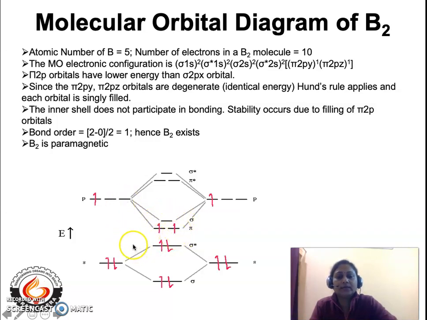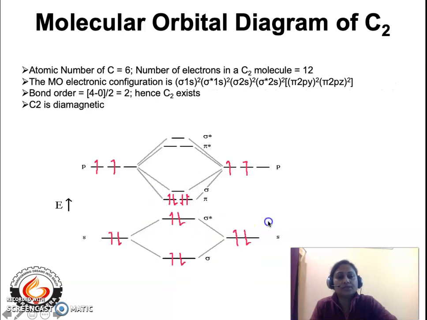Now let us calculate the bond order. We know that the bond order is nothing but the bonding molecular orbital electrons minus the antibonding molecular orbital electrons. So there are 2 electrons in the bonding molecular orbital, so it is 2 minus 0 whole divided by 2, and we get a figure of 1. So that means the boron molecule is a stable molecule, it is existing, and the boron here is paramagnetic because of the presence of unpaired electrons.